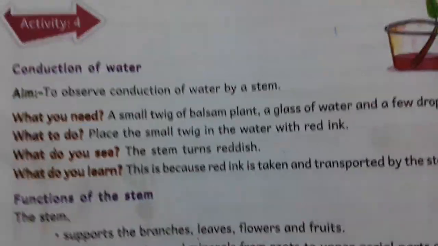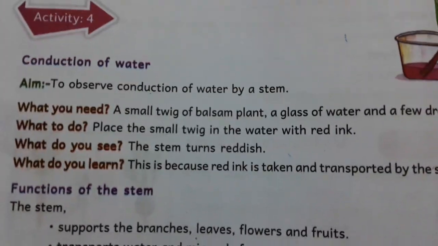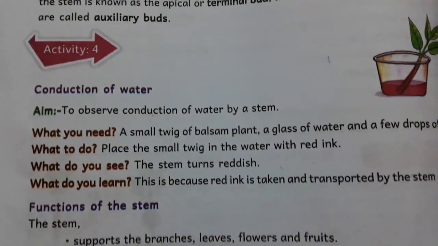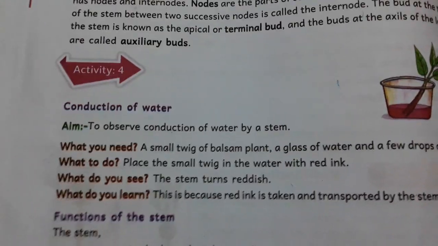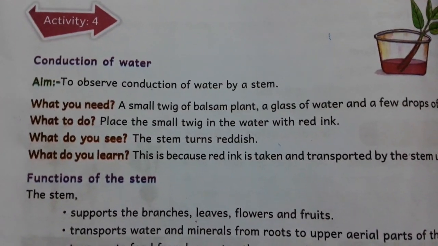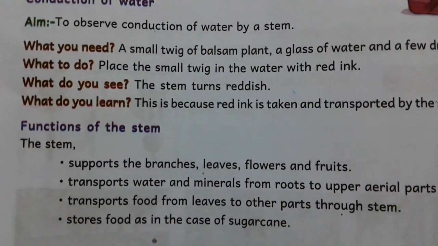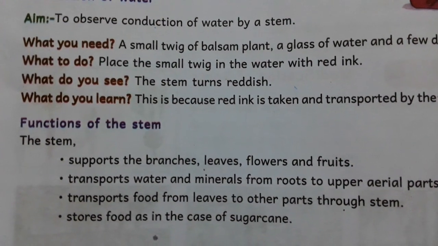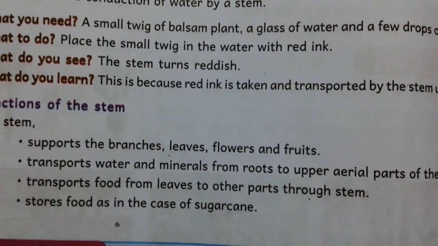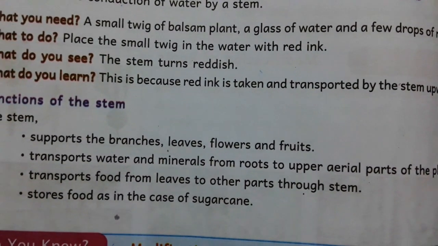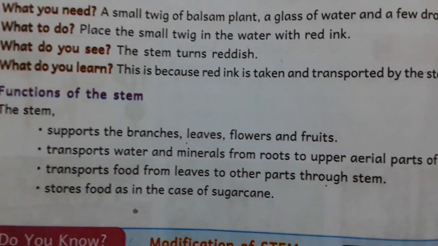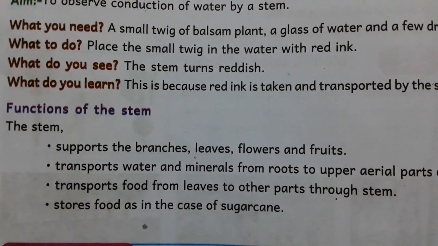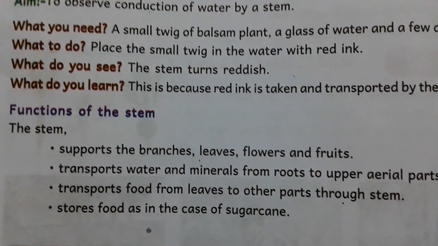Okay, and coming to activity 4, conduction of water. What is the aim? To observe the conduction of water by a stem. And what do you need? A small twig of a balsam plant, a glass of water and a few drops of red ink.